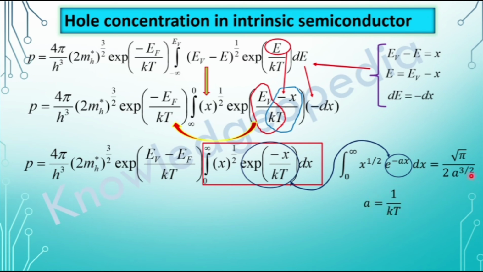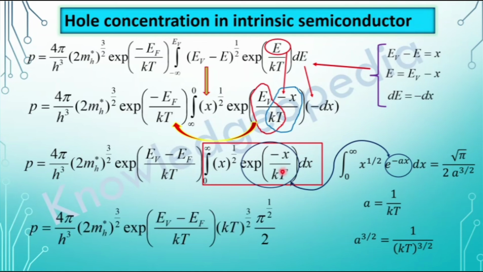So if a is equal to 1 by kt, we need the term a to the power 3 by 2. So a to the power 3 by 2 is equal to 1 by kt to the power 3 by 2. After substituting this over here, the value of p can be written as 4 pi by h cube, this term, and this integration is equal to root pi, that is pi to the power half, by 2, and a to the power 3 by 2, that is 1 by kt to the power 3 by 2, that can be taken to the numerator, so it is kt to the power 3 by 2. So this term within the box is the value of this integration.